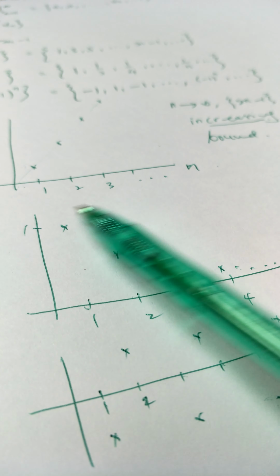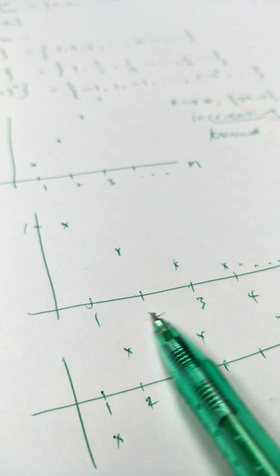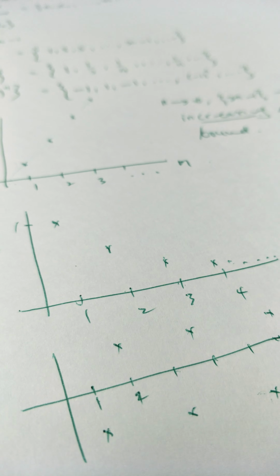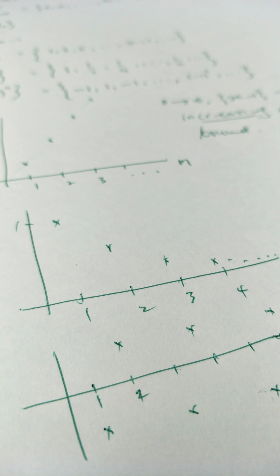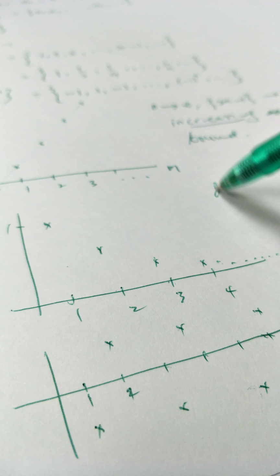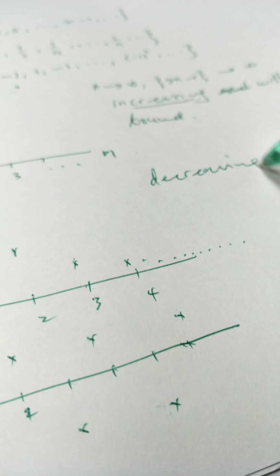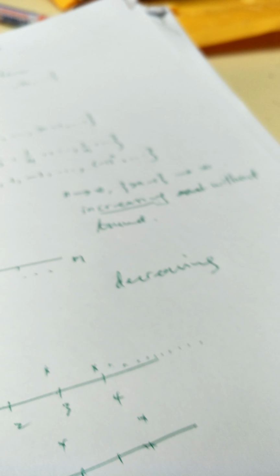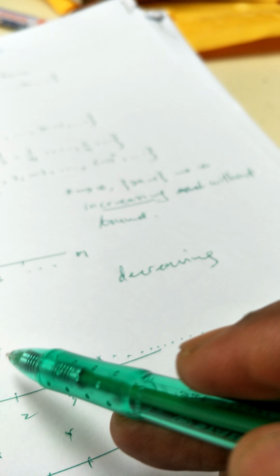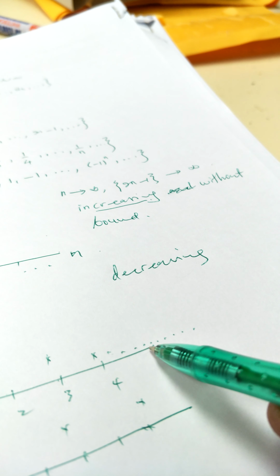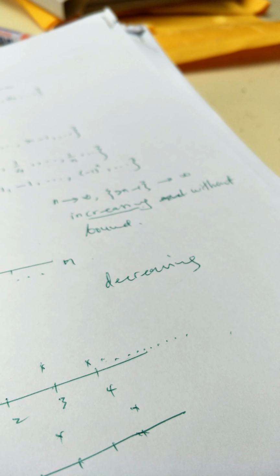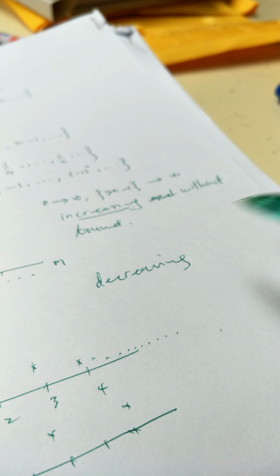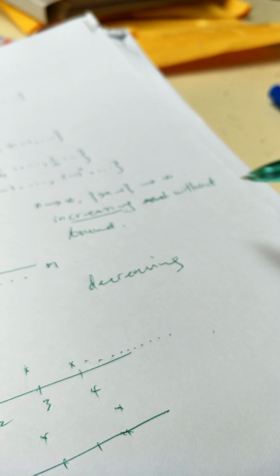Now look at the second example. If we increase n, this sequence is getting smaller and smaller. In this case we call it a decreasing sequence. On top of that, we can see that this sequence will not go beyond the x-axis. So it's like a bound there. In this case, this kind of sequence is decreasing and bounded.